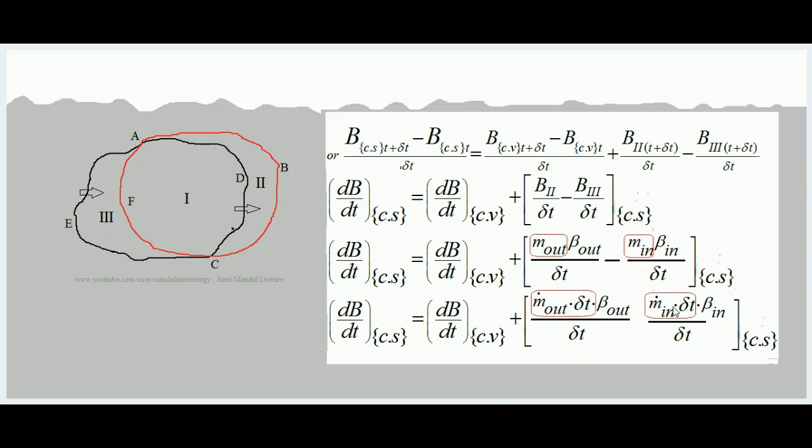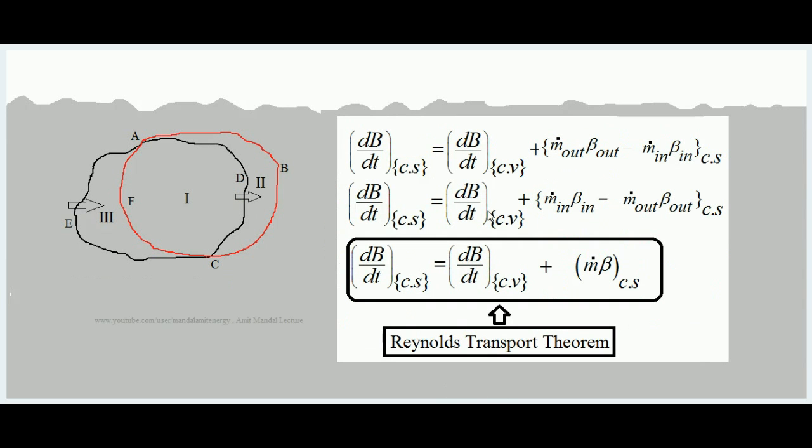In case we cancel out this del t, our equation ultimately becomes dB by dt CS equals dB by dt CV plus m dot out beta out minus m dot in beta in. Okay, now in case m dot in beta in is taken as positive and m dot out beta out is taken as negative, that is, the amount of property entering the control volume is taken as positive and the amount of property leaving the control volume is taken as negative, then our equation becomes: dB by dt CS equals dB by dt CV plus m dot in beta in minus m dot out beta out.